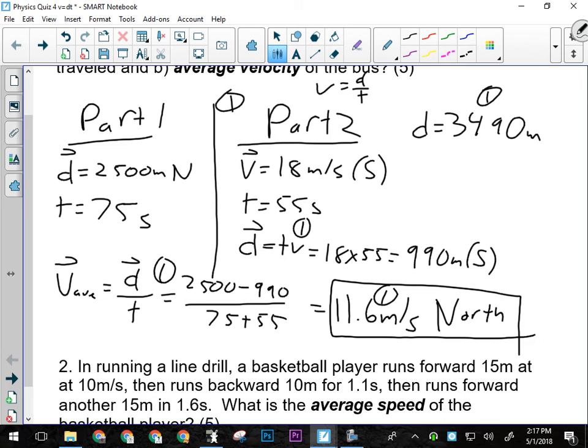So they got a mark for givens, a mark for calculating the displacement in part 2, a mark for the total distance, a mark for showing average velocity as total displacement over total time, and a mark for the average velocity, 11.6 meters per second north. If they don't have a north, it's wrong. Velocity is a vector quantity. If it doesn't have a direction, it's wrong. It's not half off. I don't give half marks. It's just wrong. It has to have all of that to be right.